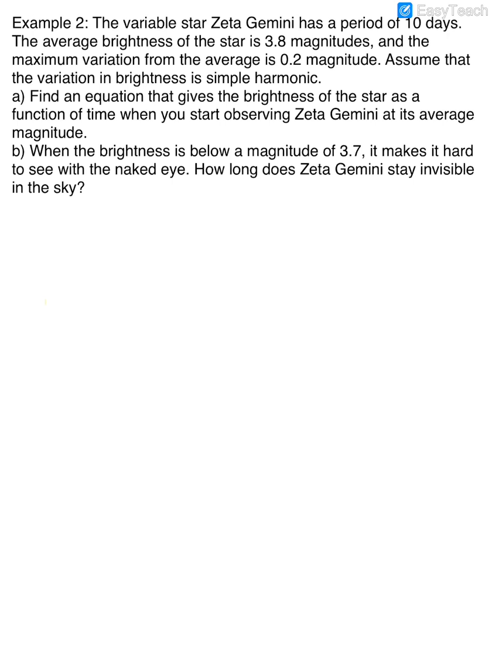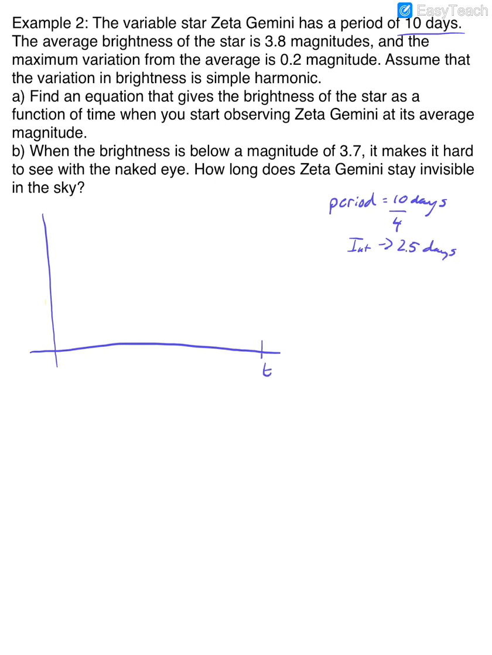So let's start there. Kind of like what we did with the last one, I want to be able to graph this out a little bit. Now, there's a couple key words in here. They give you the period. If I divide that by 4, each interval is 2.5 days. So time: 10, so 2.5, 5, 7.5, 10.